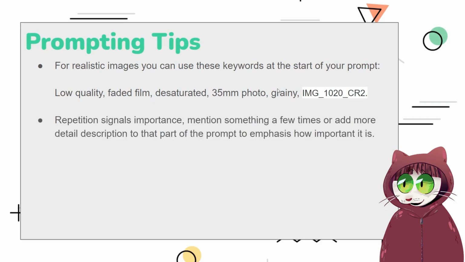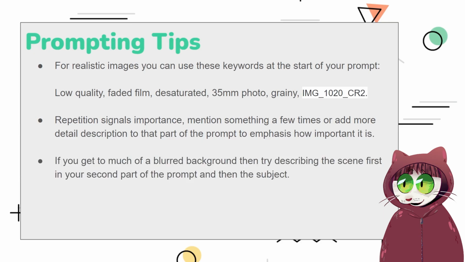The other thing, and I did mention this earlier, but like I said, repetition does signal importance, so I'll tell you again. Repetition signals importance. Mention something a few times or add more detailed descriptions to that part of the prompt to really emphasize the importance of it, and it will help to direct the generation to put some detail into it or to make it the focus of your image.